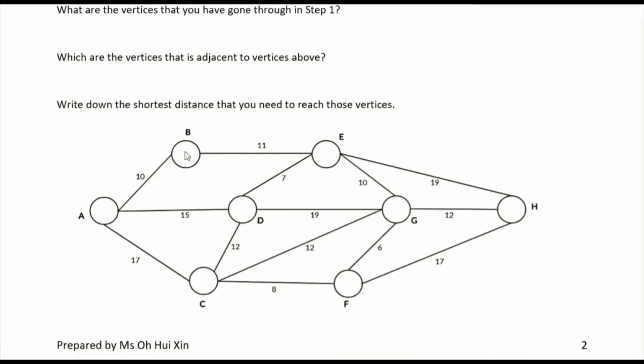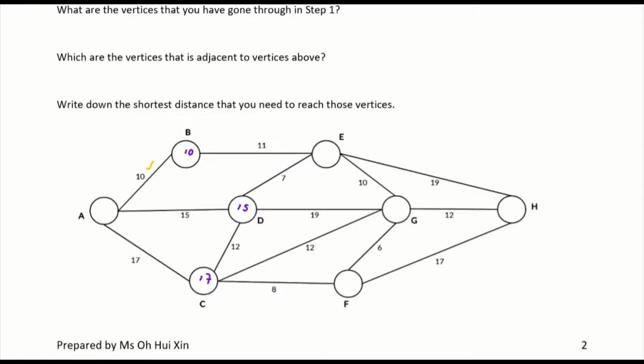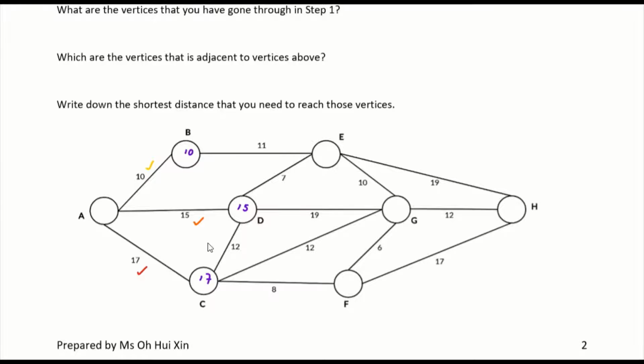So we have 10, 15, and let me try to change to my color. Okay, so 10, 15, and 17, right? Then just now we used different colors here, so let's try to note that as well. So we have yellow, and then orange, and then red. Okay, if you do not have any highlighter, then just using your normal pen to make a tick is definitely fine.